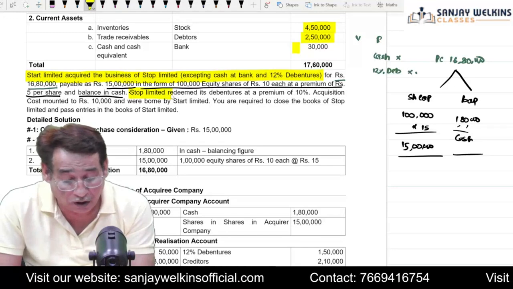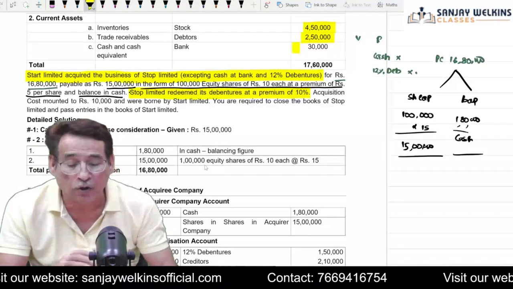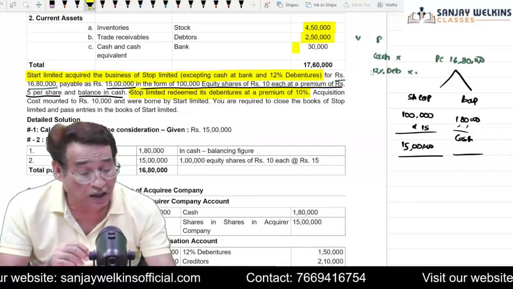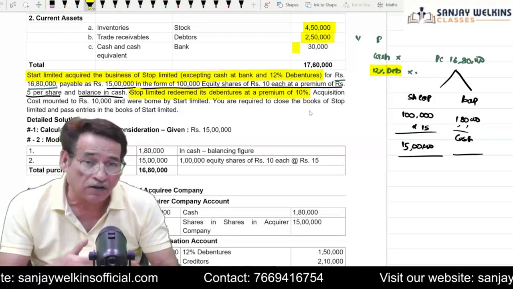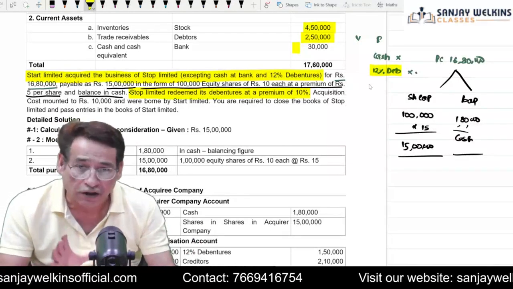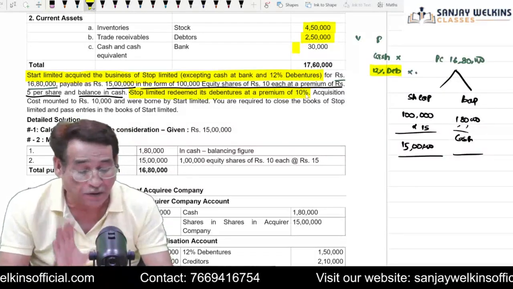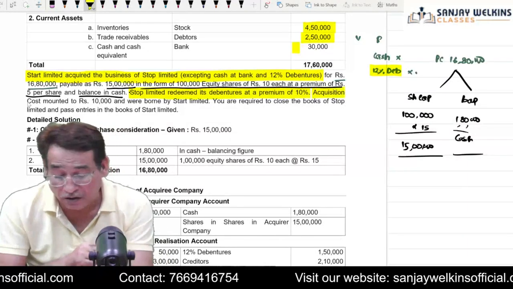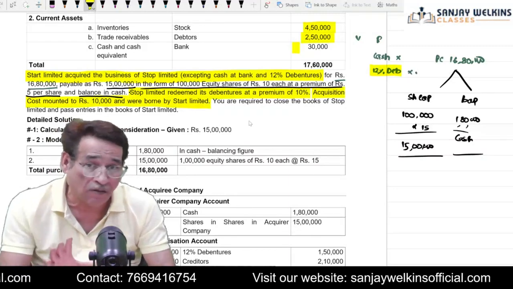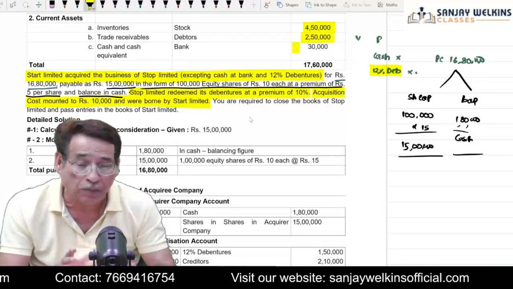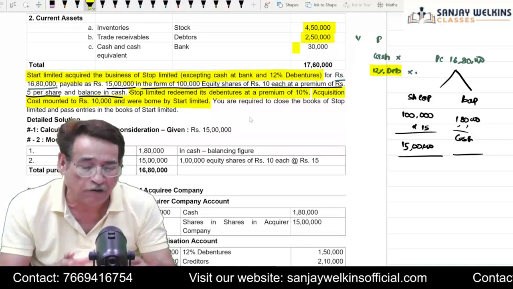Further it is given, Stop Limited redeemed the debenture at a premium of 10%. I just told you a moment ago, if a particular liability hasn't been taken over, in this case, debentures have not been taken over, so it is the duty of the vendor company to pay these debenture holders. So it is given in the question that debenture holders have been redeemed at 10% premium. Further in this question, it is written acquisition cost amounted to 10,000, but it is borne by purchasing company. So we are not going to do any treatment in the books of acquiree entity. How the treatment will be done in the books of acquirer company, that I will let you know later on.